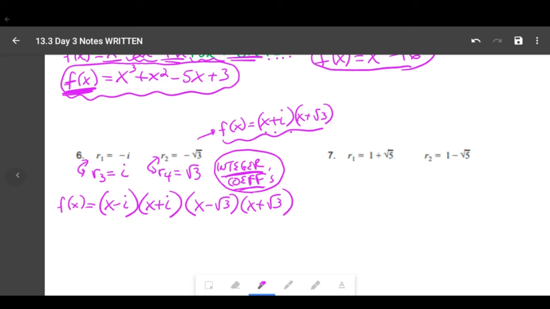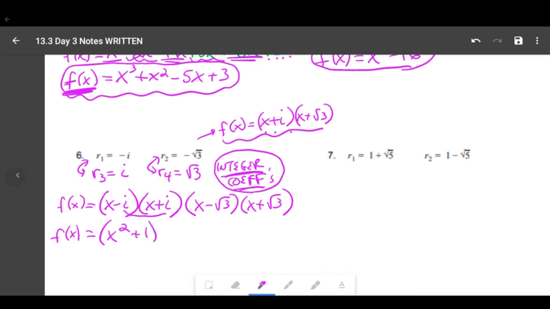You can have those in different orders, but you at least have to have a group that has x, a minus i and a positive i, a negative square root of 3 and a positive square root of 3. So what I'm going to do is multiply it out. If I multiply that out, I'm going to have x squared. The insides will cancel. Now, negative i times positive i, well, if I do that, I'm going to have negative i squared. Well, that will come out to just be positive 1.